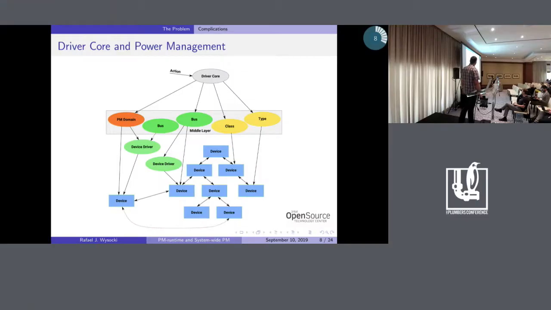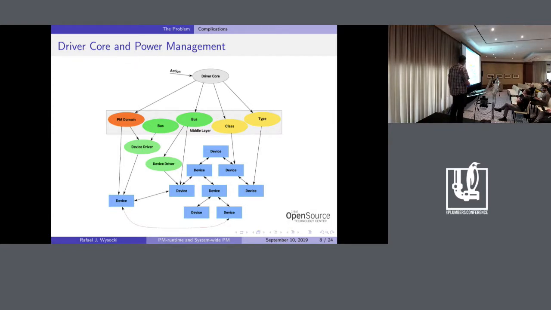So we want those two things. There are complications. Obviously, one of them is that there are a couple of limitations coming from how the power management of devices is organized, generally speaking. So there are dependencies between devices. The blue part of the diagram is the device hierarchy, or a small piece of it, actually.